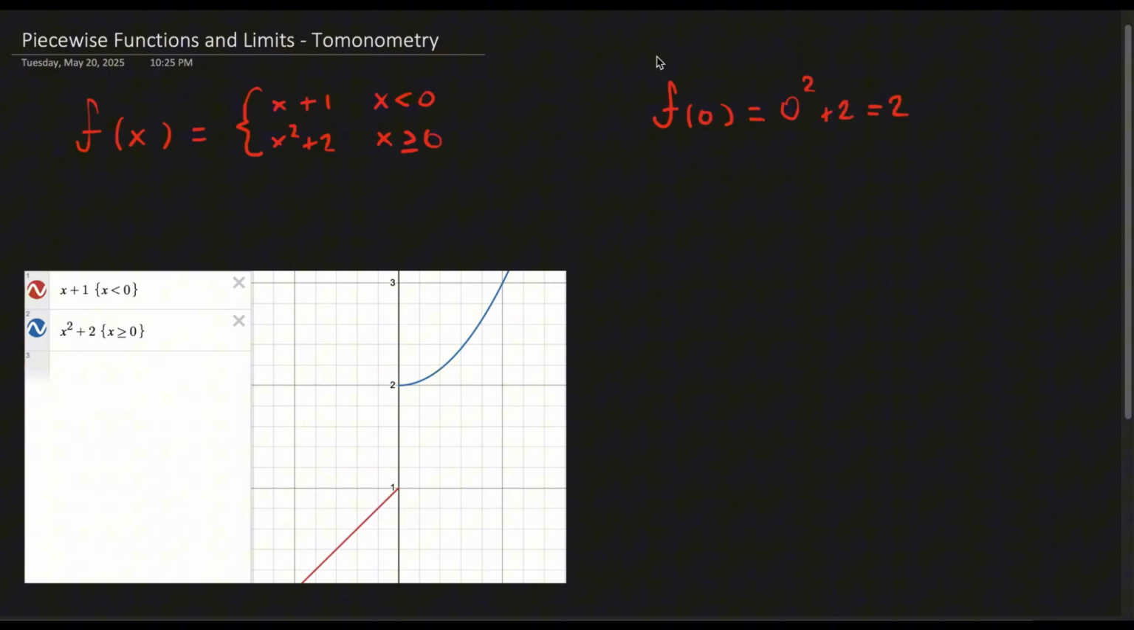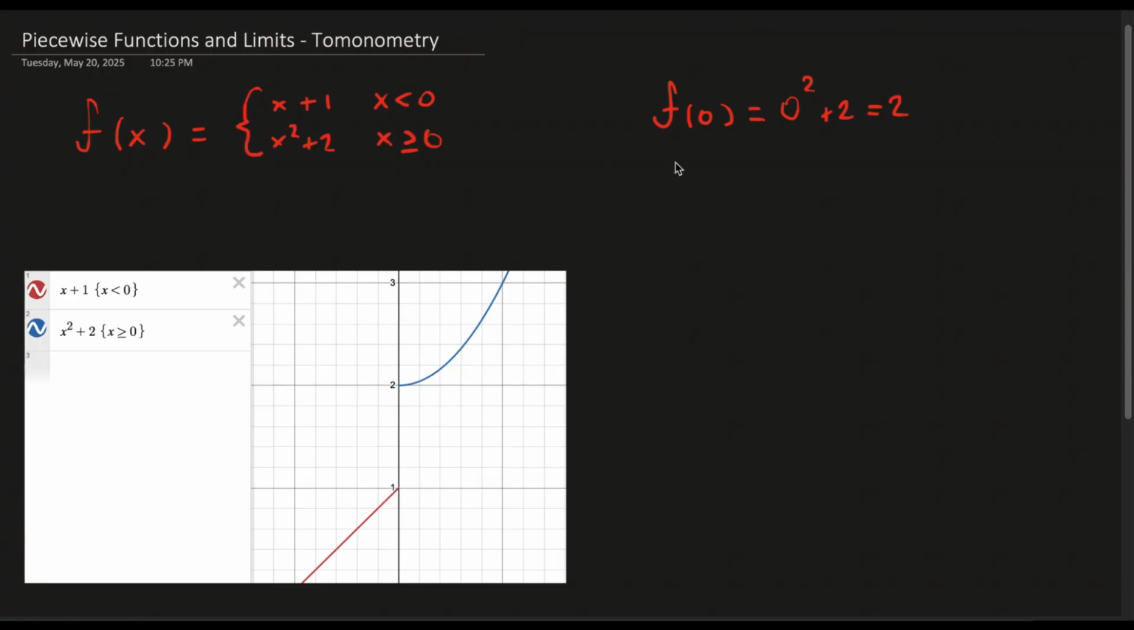Okay, simple enough. However, what if we wanted to find the value of this f of x as x gets really close to 0 from the negative side? So what happens right here? Obviously, we can just see this. It would be equal to 1, right? But what if we weren't given these points? What if we weren't given the graph?